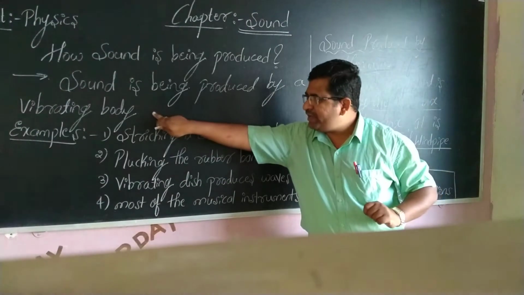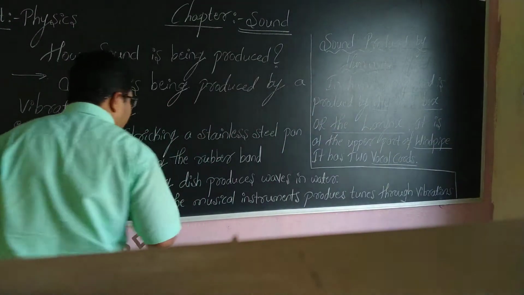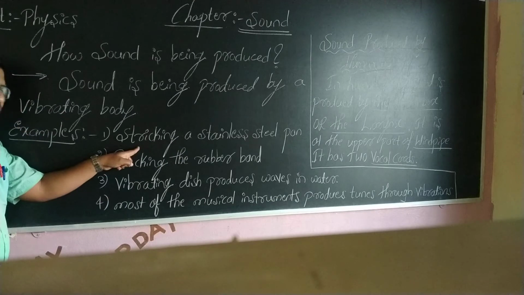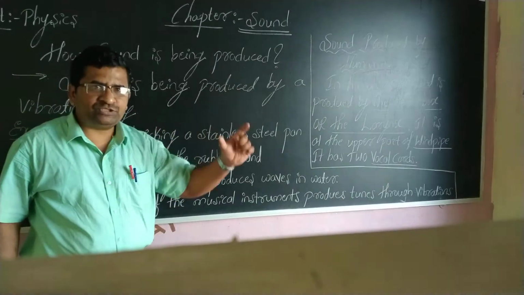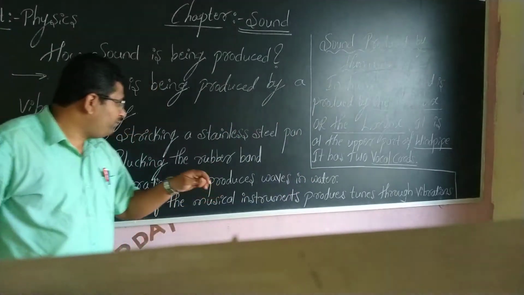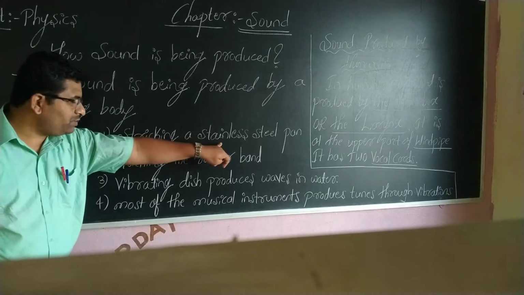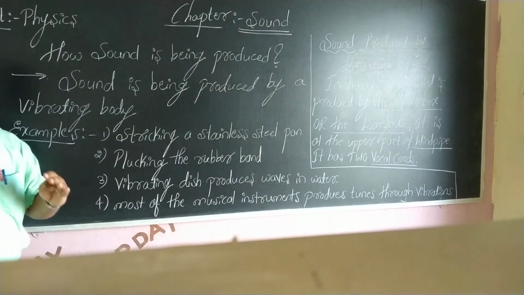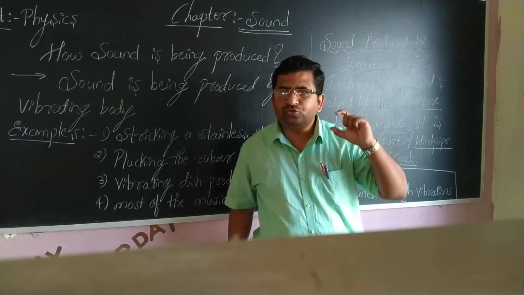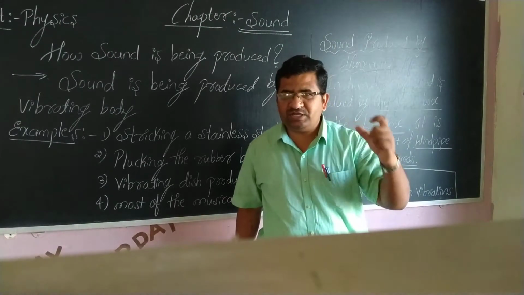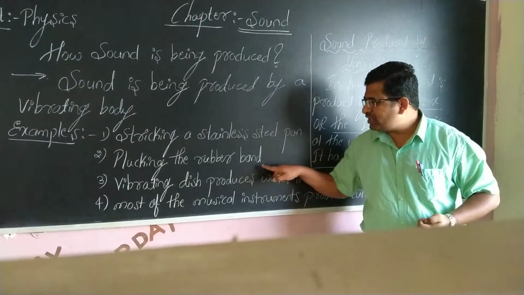and this I explained in my yesterday's class. Next, the examples. The first example is striking a stainless steel pan. Take any stainless steel pan from the kitchen of your house, and when you strike it with a hammer, the pan starts to vibrate, and through those vibrations the same pan produces sound. The second one is plucking a rubber band.